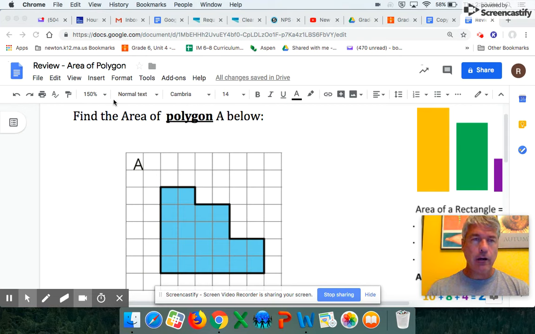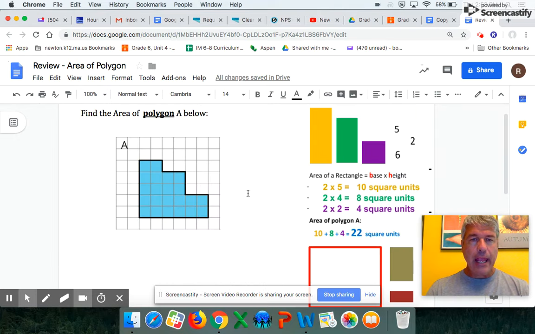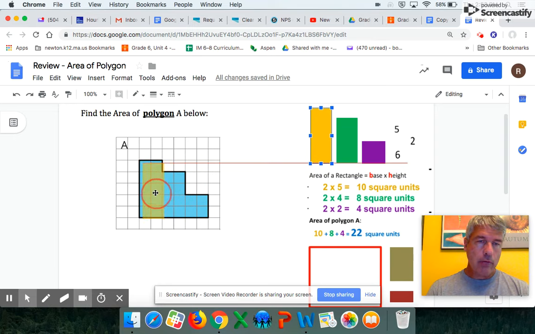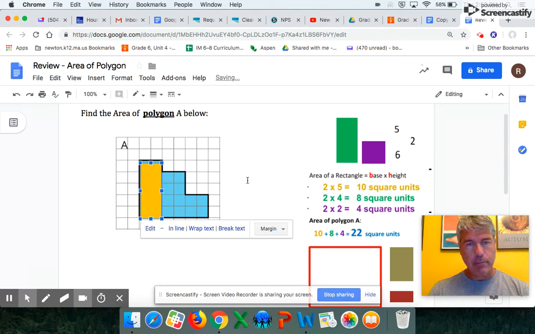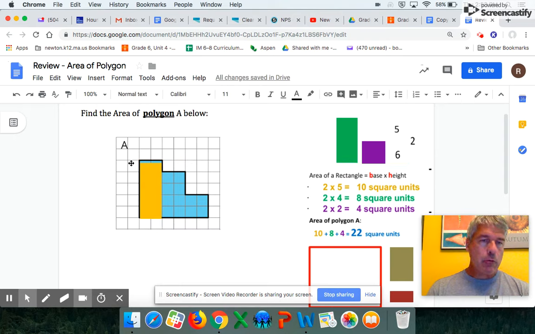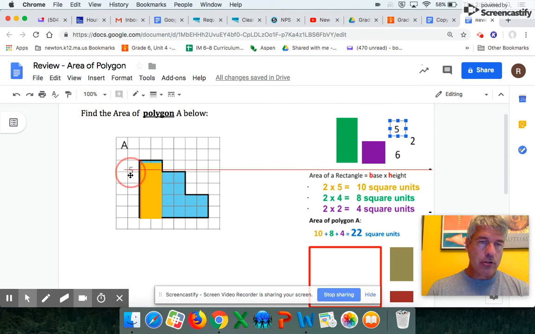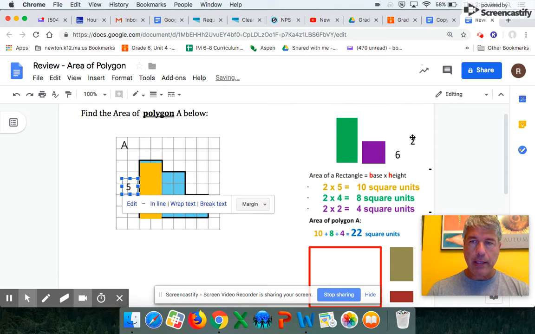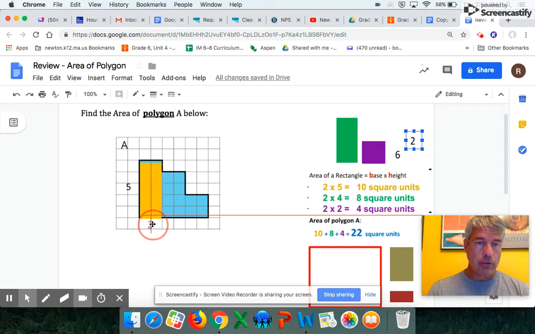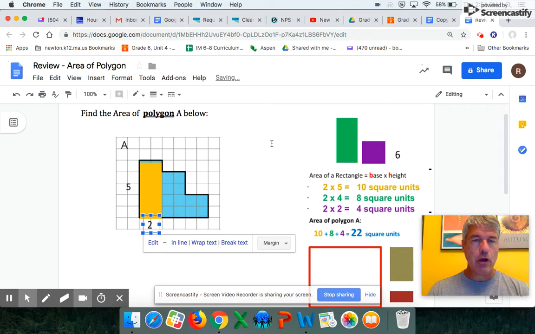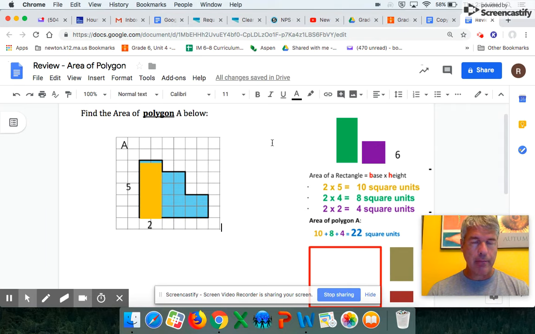Let me take a look here at a zoom length of 100% and utilize my toolkit to the right here and take one rectangle and place it over the blue shaded area or part of the polygon. What we can see when we use a grid is that the height of this rectangle is 5 units. And then we can also see that the base length is 2 units wide. And that's why it's useful to draw polygons on grid paper.